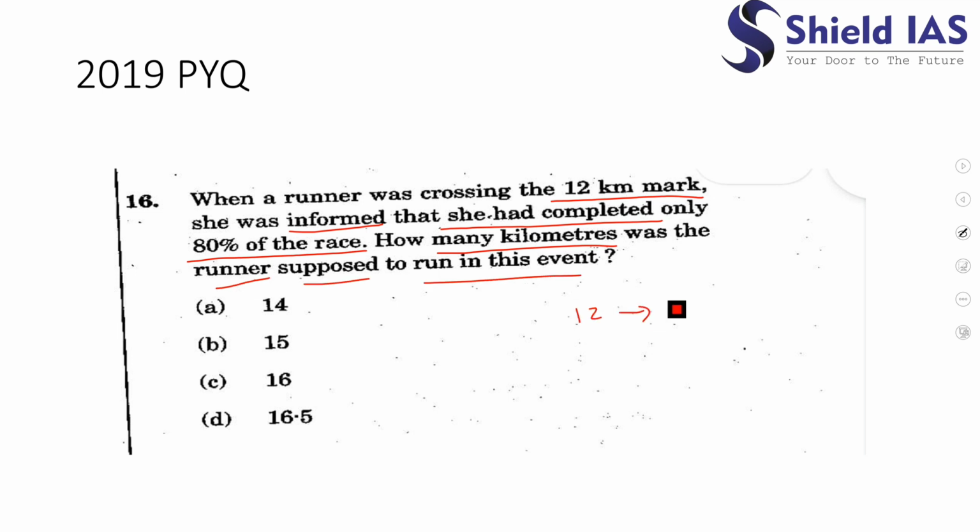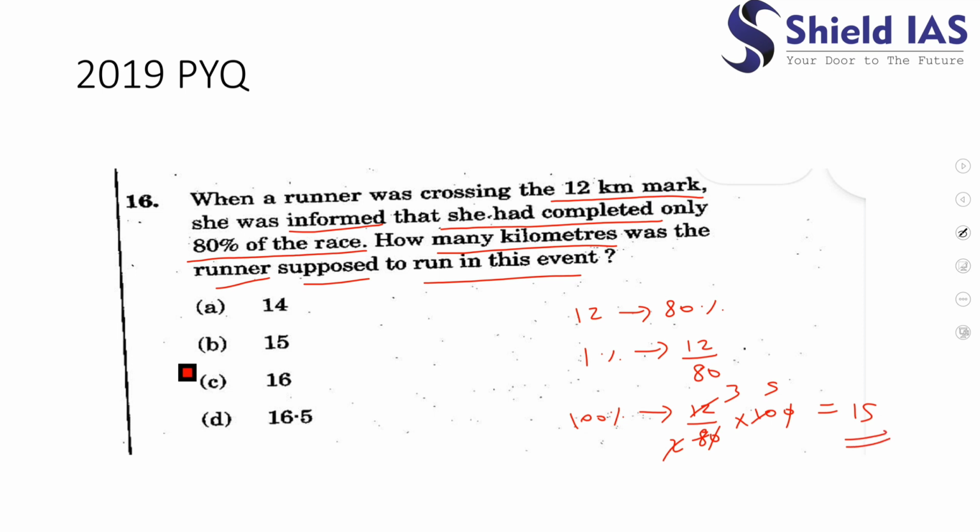So 12 is 80%. So 1% is 12 upon 80, and 100% is 12 upon 80 into 100. Let us calculate. It would come out to be 15. So the total length of the race is 15 kilometers. So the answer should be B.